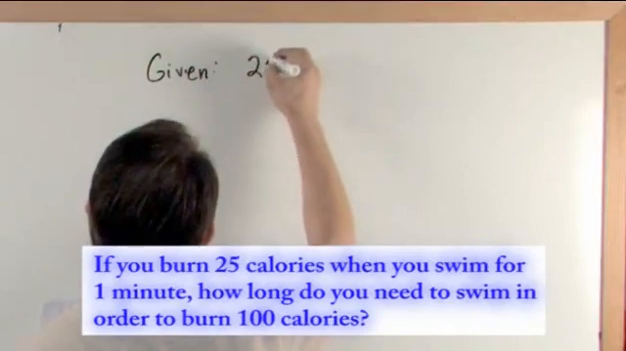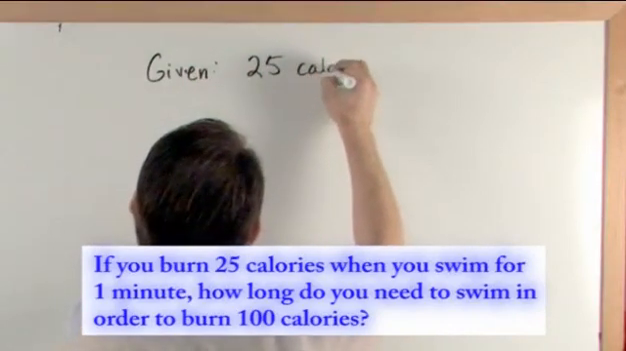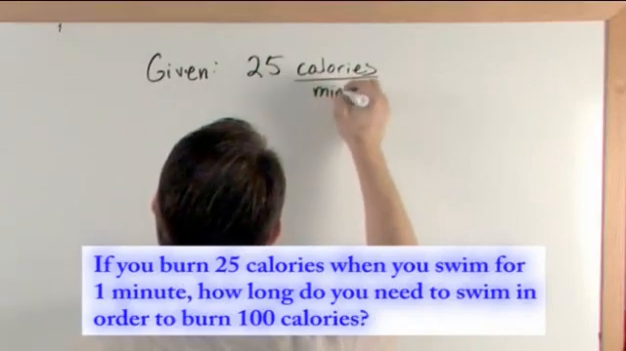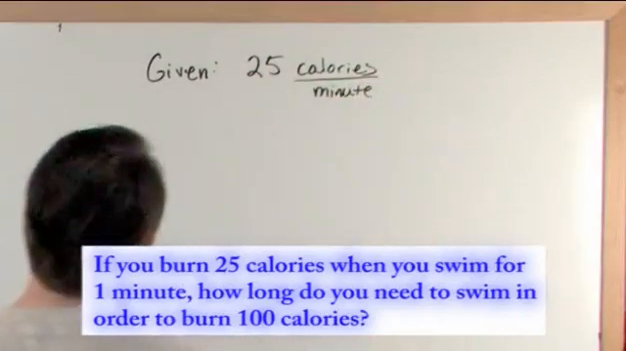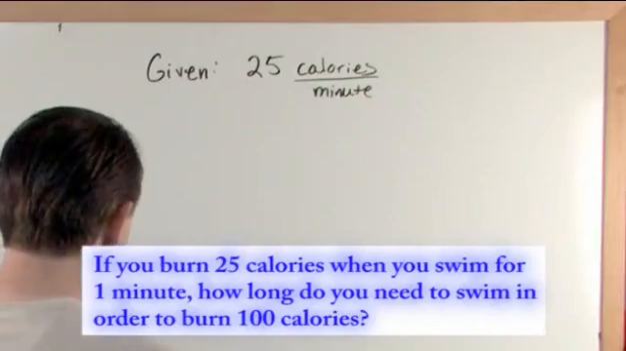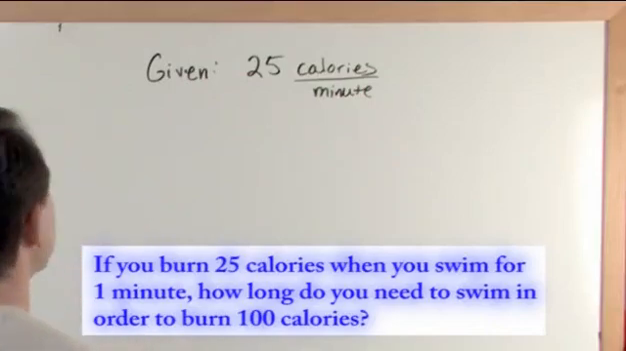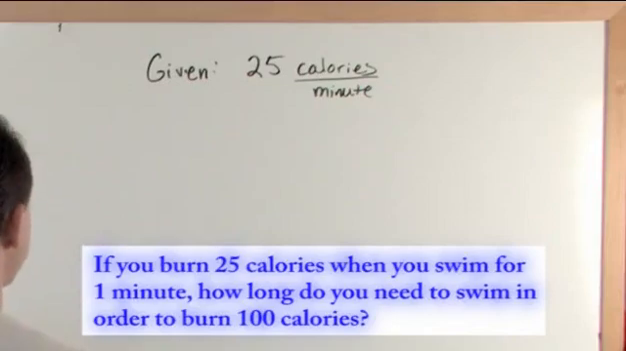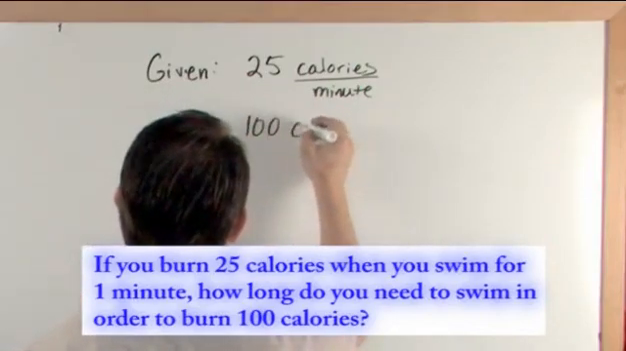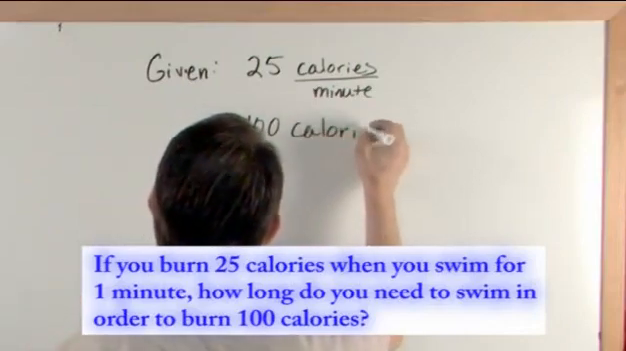You're given that it's 25 calories per minute. Okay? 25 calories per minute. So write that down just like that. It tells you right here, 25 calories when you swim for 1 minute. 25 calories per minute. You have to translate that into the math here. And you're also given that you're going to burn 100 calories. Okay?